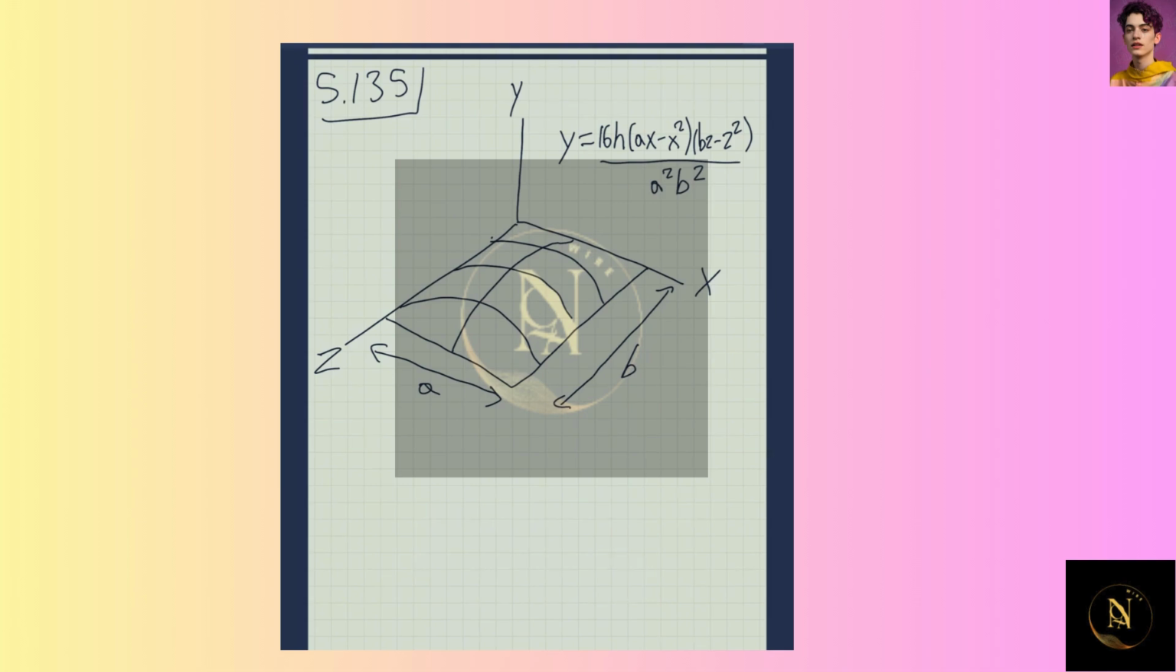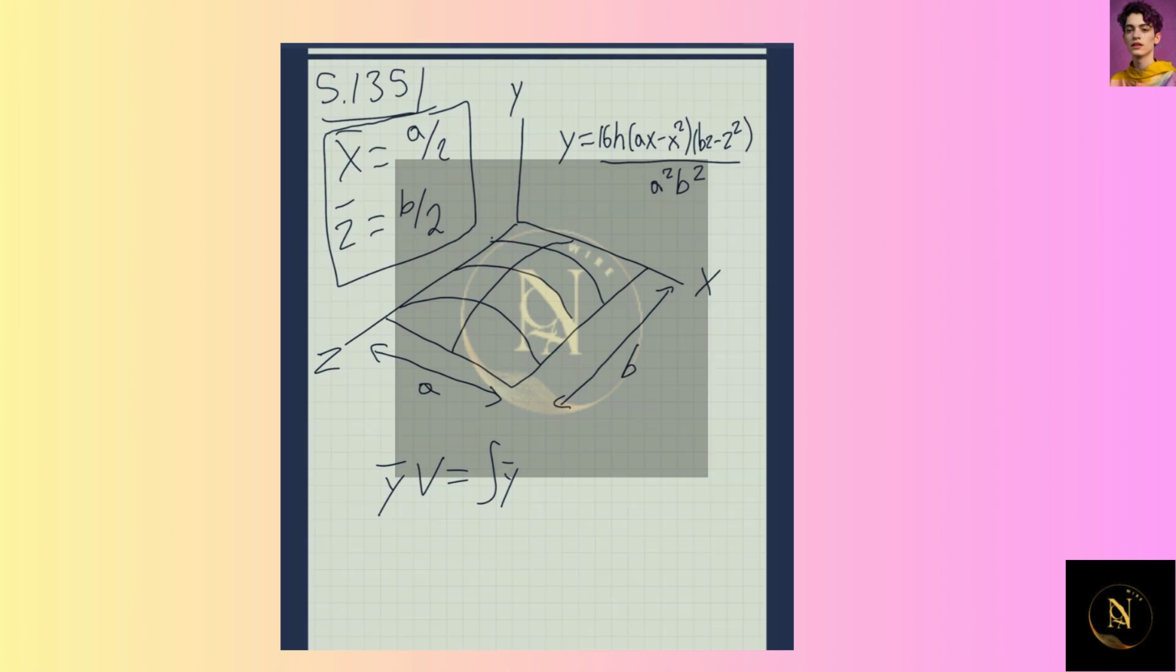Problem 135 asks to find the centroid of this volume where the surface is given in the equation shown. The centroid in the x and z direction can be found using symmetry, where in the x direction the centroid is going to be equal to half of its width, a over 2. And in the z direction, the centroid will be equal to half of its length, or b over 2.